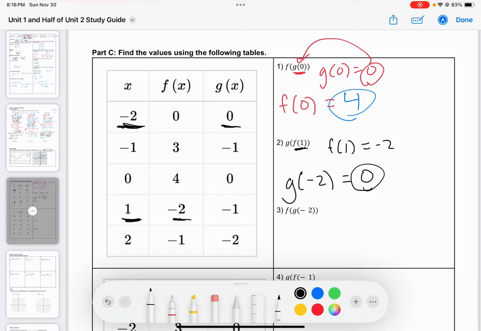All right, now we have the g of -2. So let's go to -2 on the x. What's g? It's 0. The g of -2 equals 0. And then I'm going to take that 0, input it into f, and we get 4. The f of 0 equals 4.